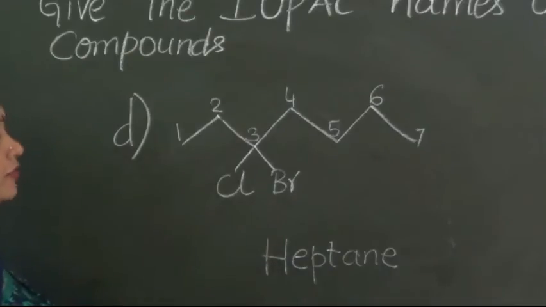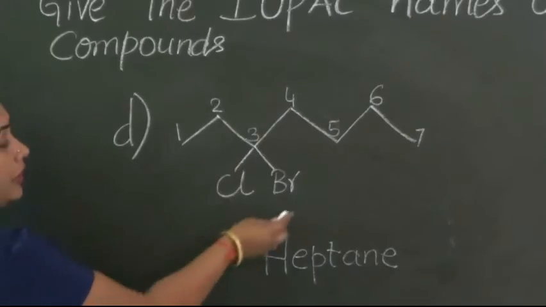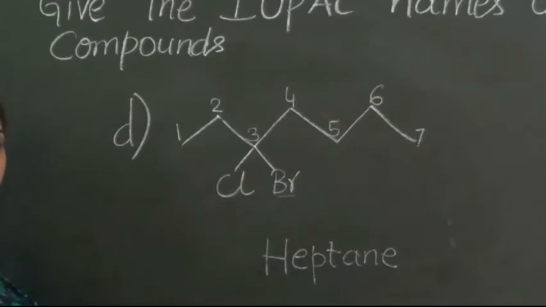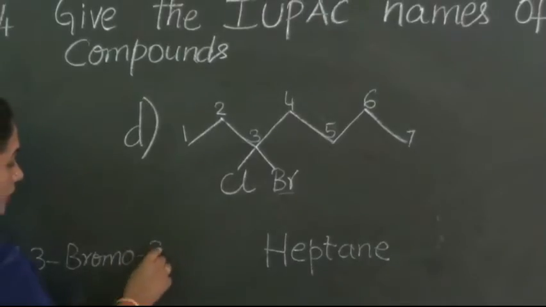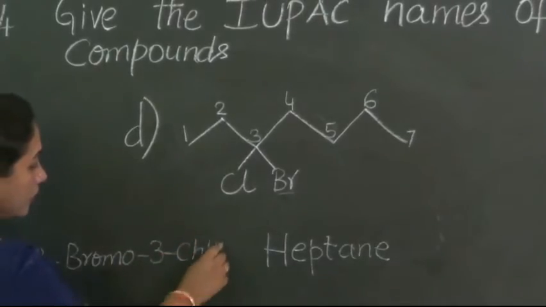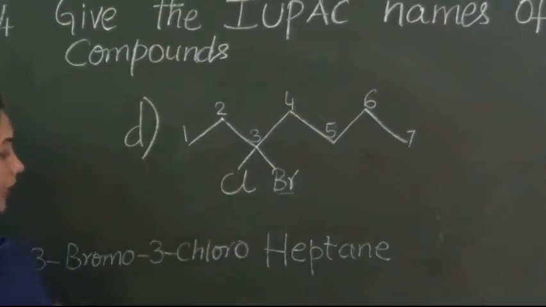So which should be written first? B comes first in the alphabetical order, then comes C. So obviously the name while we are writing should be bromo first, and then we should write the name of chloro. So therefore the name of this chain would be 3-bromo, then 3-chloro heptane.